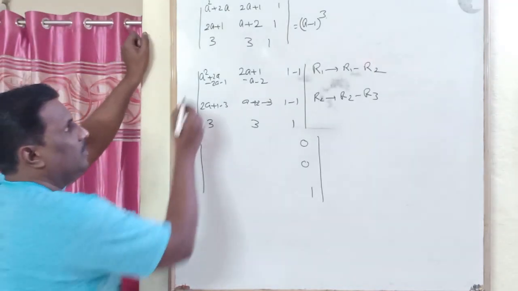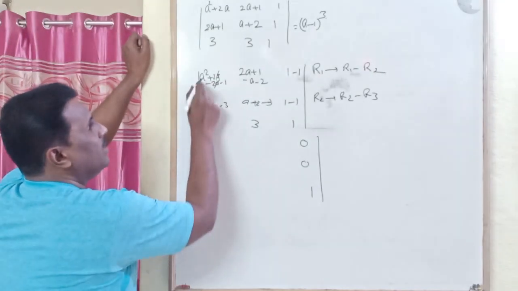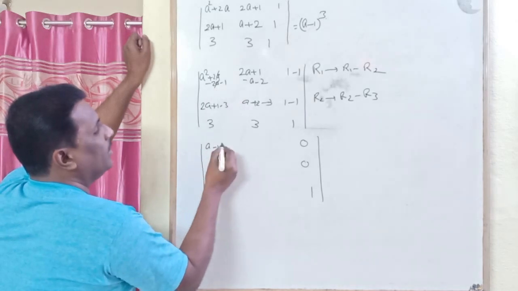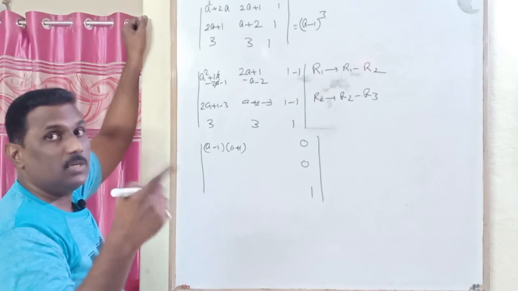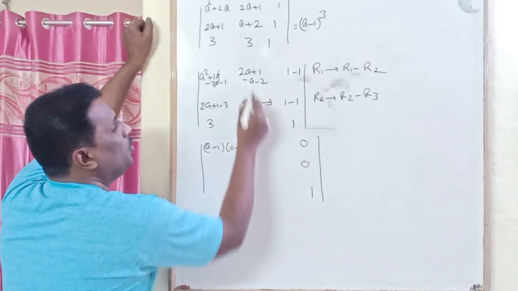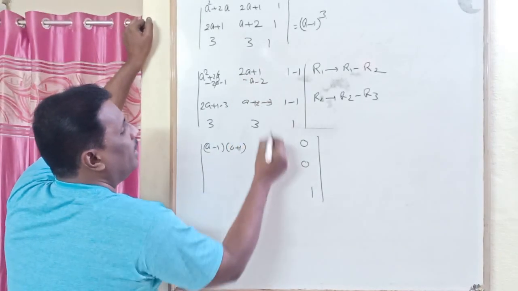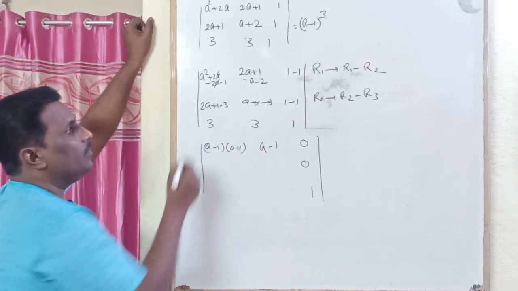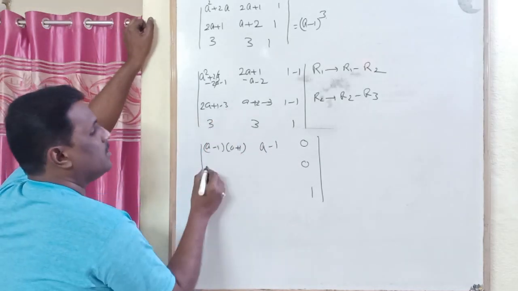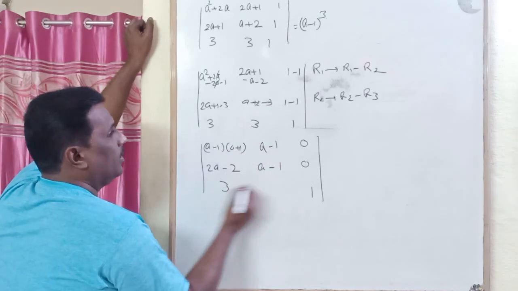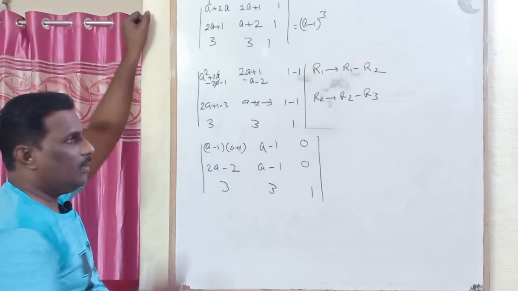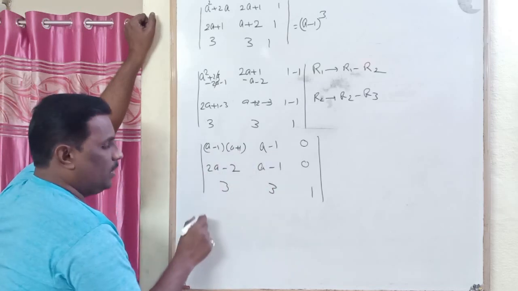See what is happening. 2a gets cancelled. A square minus 1 is (a minus 1)(a plus 1) using the a square minus b square formula. 2a minus a and 1 minus 2 is minus 1. 2a plus 1 minus 3 is 2a minus 2. This is a minus 1, 3, 3, 1. See, a minus 1 is a common factor.